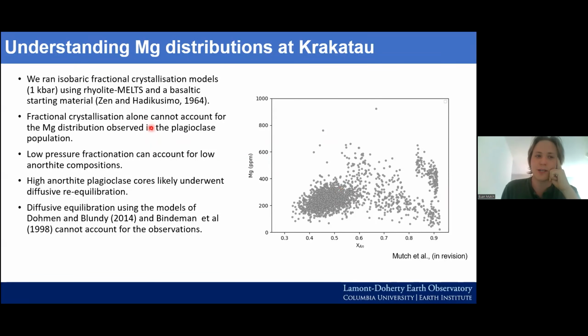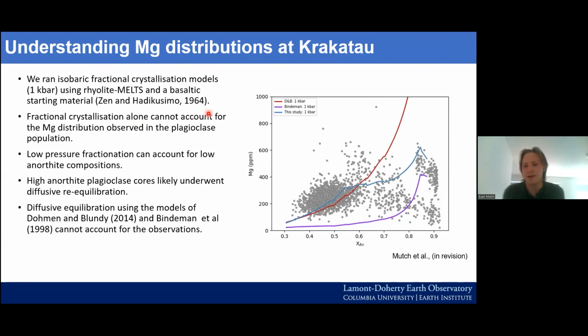I'm just going to show the one from 1 kilobar, but we also ran one at 5 kilobars, which gave the same results, using rhyolite melts and a basaltic starting material. And so this also gave us another opportunity to compare different partitioning models. So we used these different partitioning models, calculated what the plag composition would be in equilibrium with these different melts. And so we can see these fractional crystallization curves on the right here. So the red is Dohmen and Blundy, the purple is Bindeman, and the blue is our model.